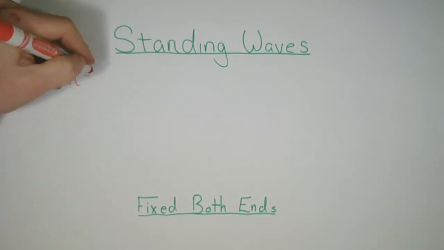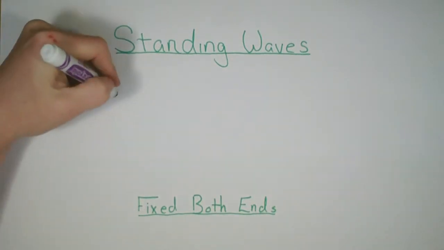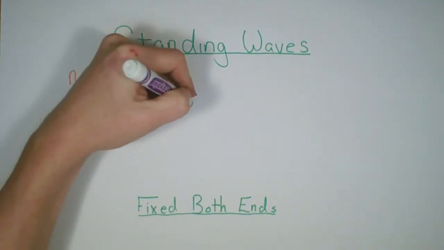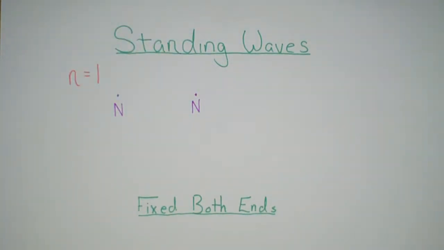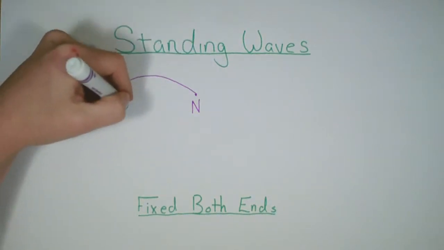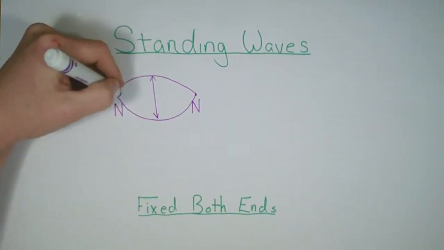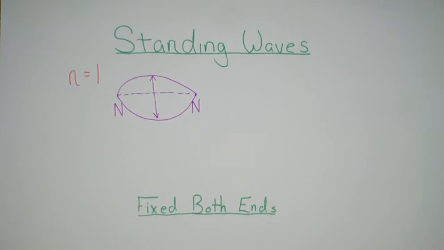We're now going to look at standing waves. We're going to consider the first harmonic of a wave that's fixed on both ends. So we're going to end up with what we call a node at either end. If we have a node at either end, we're going to end up with the wave oscillating from the equilibrium position in such a way that neither end moves.